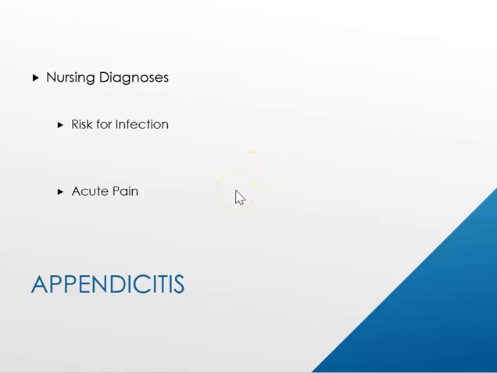So for nursing diagnosis, there's going to be a risk for infection here. You want to monitor this patient's vitals, make sure that they're not febrile, assess your incision, whether that be the puncture sites or an open incision, and give them their antibiotics. They are a SKIP patient. Remember when we talked about that in the operative section?